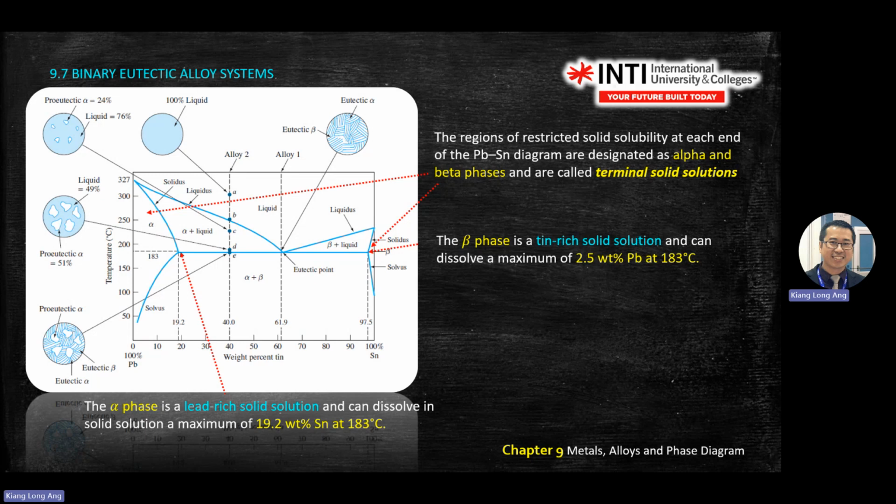So here is alpha. The maximum alpha phase solute you can dissolve, Sn, is 19.2%, if you want to get alpha. If you want to get beta, you maintain at this temperature, you put in 97.5% of Sn, it can still dissolve, if you want to get beta. But you cannot get alpha. Alpha is very low, tin-poor. Beta is tin-rich.